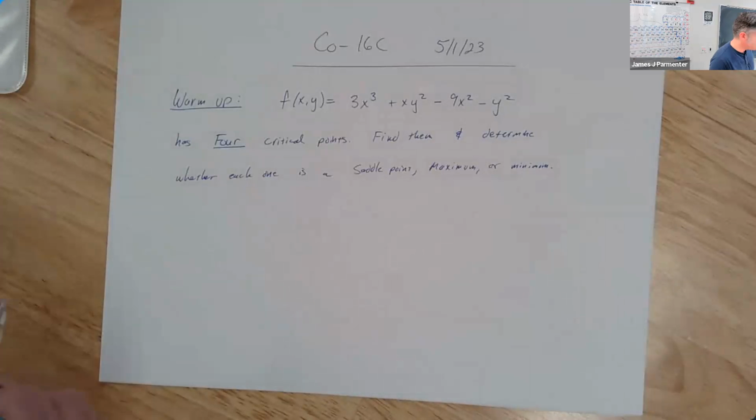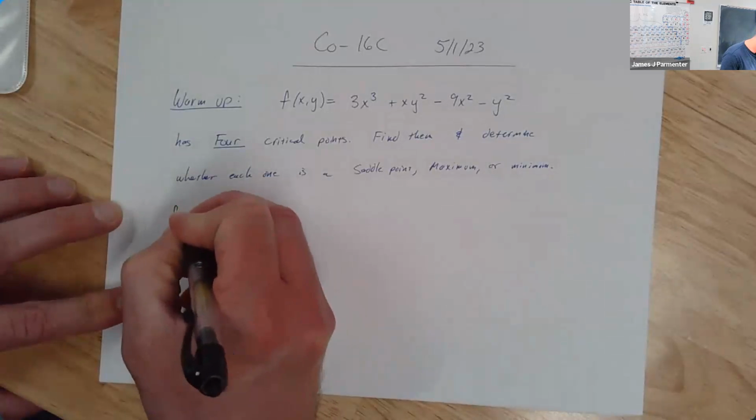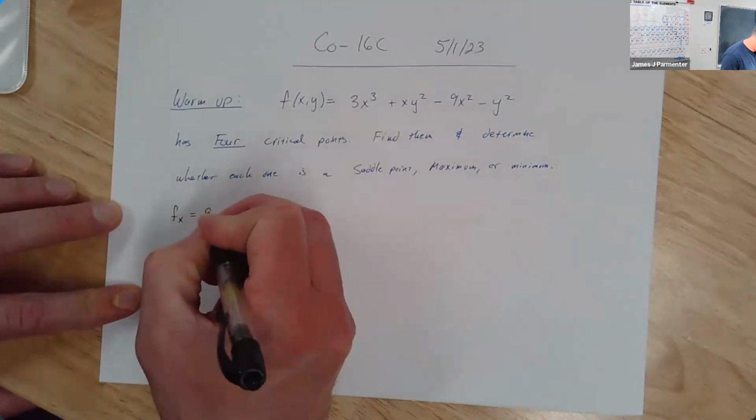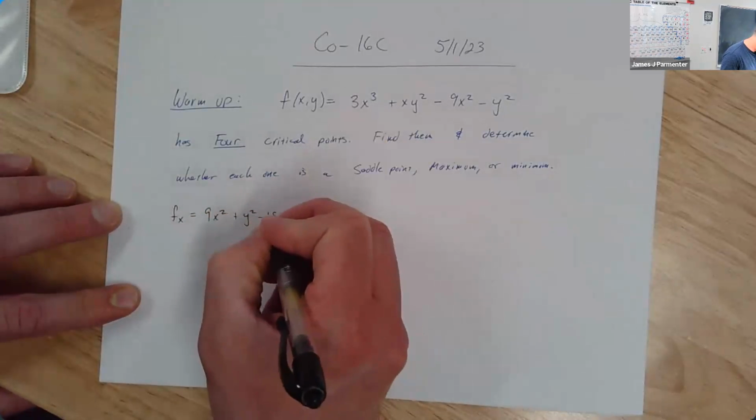All right, let's go ahead and take a look, see what we've got here. So find the first partials. Fx is going to be 9x squared plus y squared minus 18x.